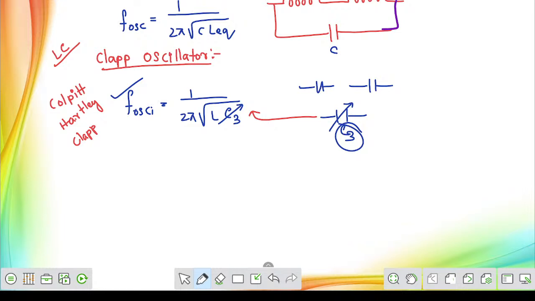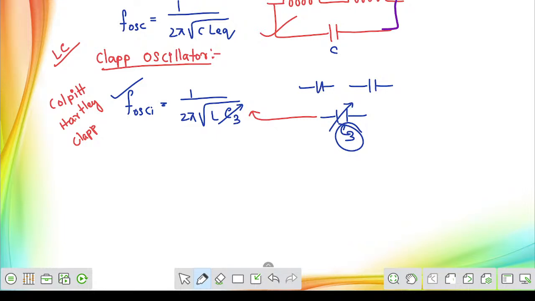In the other two categories, you will have to calculate the L equivalent and the C equivalent, as I have shown in the circuit. In the same way, the circuit diagram will be given. Otherwise, they will give you the data for the capacitors and inductors, and you can calculate it from there. But for the Clapp oscillator, they will mention that the variable capacitor value C3 is this much. From there, you can calculate the frequency of oscillation. Hope you understand.